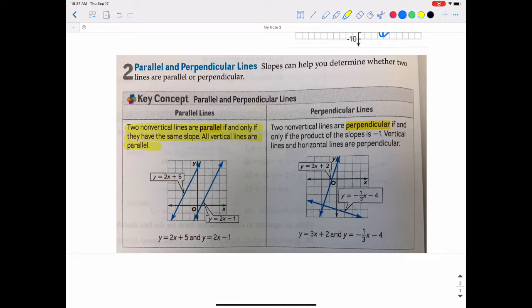So what that's saying is that if I have two lines that are parallel, remember parallel means that they're in the same plane and they do not intersect. So these lines here are parallel. They are slanted perfectly the same. If they are slanted perfectly the same, that means they have the same slope. So parallel lines have the same slope.